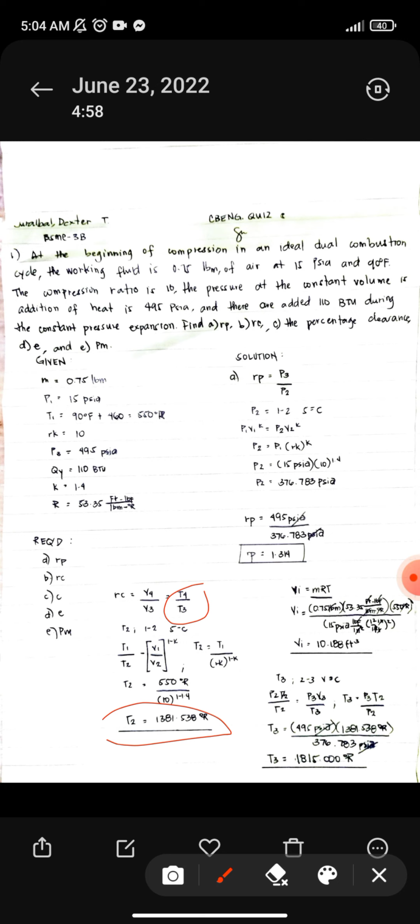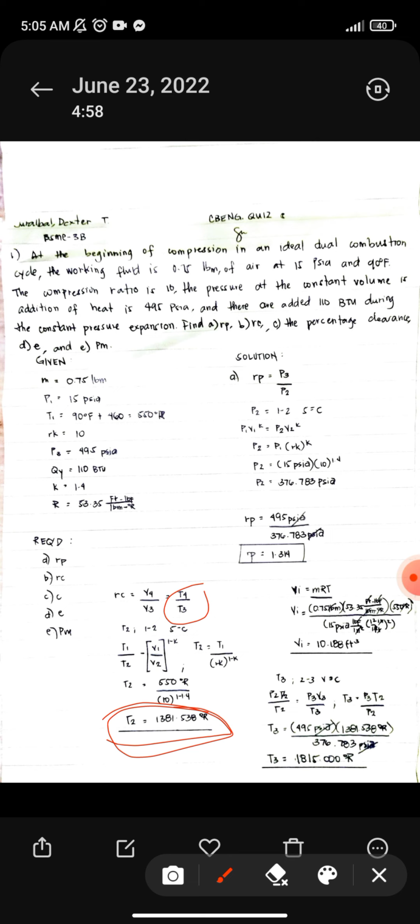So, T2 is 1 to 2 S equals C. So, T1 over T2 is equals to V1 over V2 raised to 1 over K. So, alam mo natin na V1 over V2 is RK. Cross multiply lang yan. So, yung T2 natin is equal siya sa T1 over RK raised to 1 over K. So, substitute tayo ng T1 is equals to 550 degree Rankine. And then, over RK na 10 raised to 1 minus K na 1.4. So, yung T2 natin is 138.538 degree Rankine. So, meron na tayong T2 kaya next naman na kukunin natin is yung ating T3.